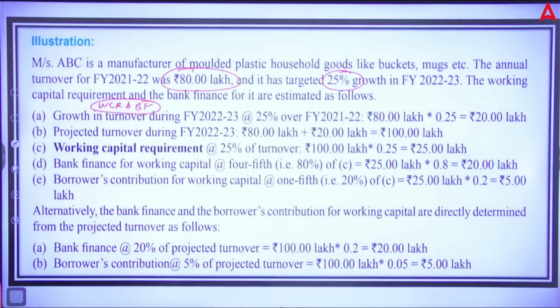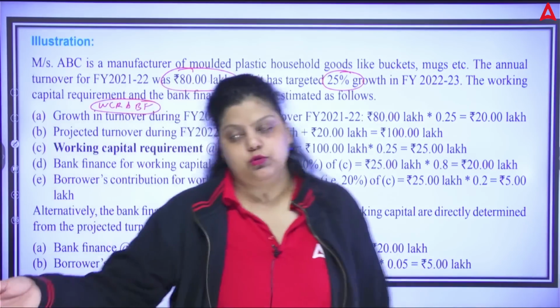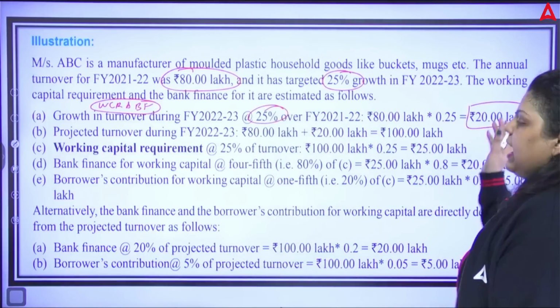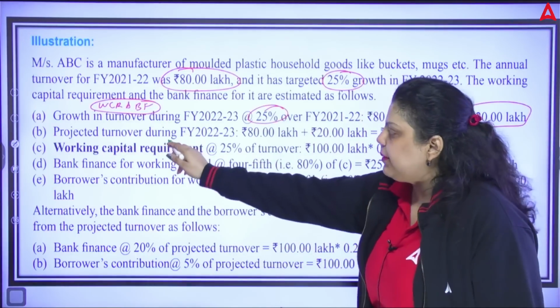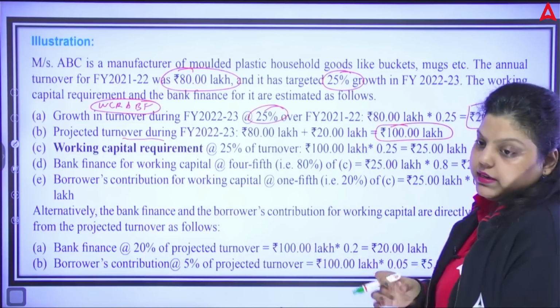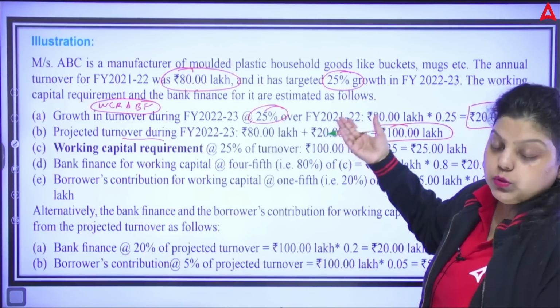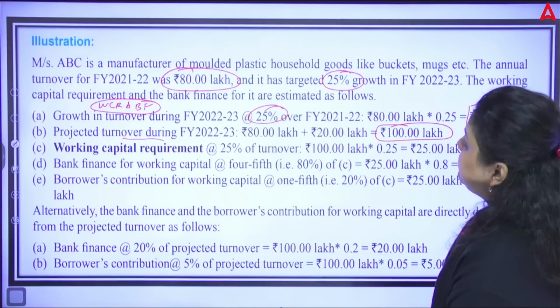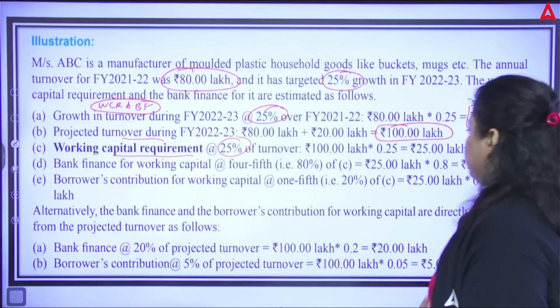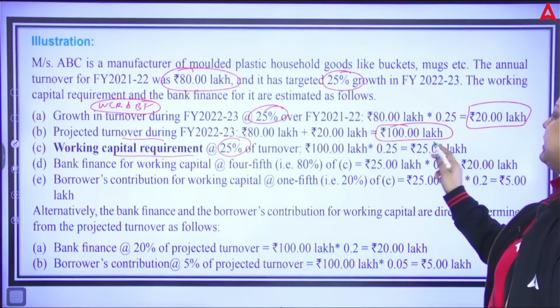How to calculate? Simply, 25% of 80 lakhs you have to calculate. So we have calculated the 25%, that is 20 lakh. Add both, and you will get the projected turnover, that is 100 lakh, because 25% growth was estimated. So 25% of 100 lakhs will be your working capital requirement. So your working capital requirement on 100 lakh will be 25 lakh.